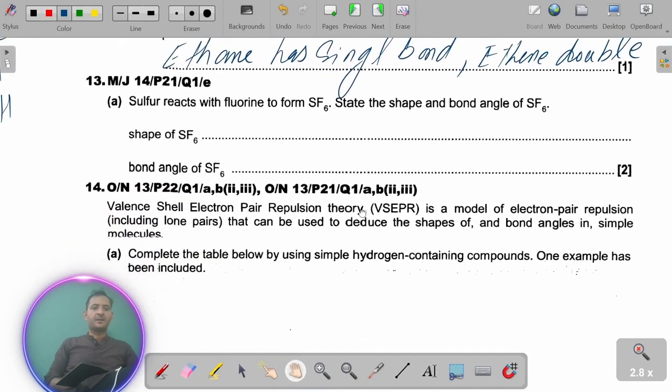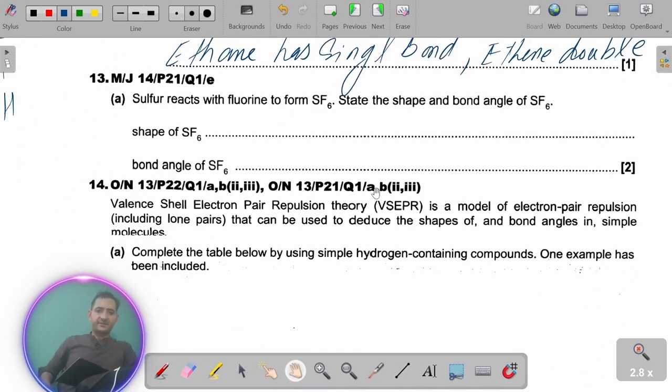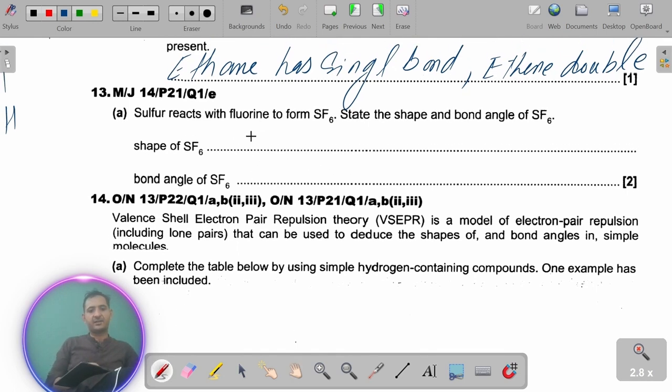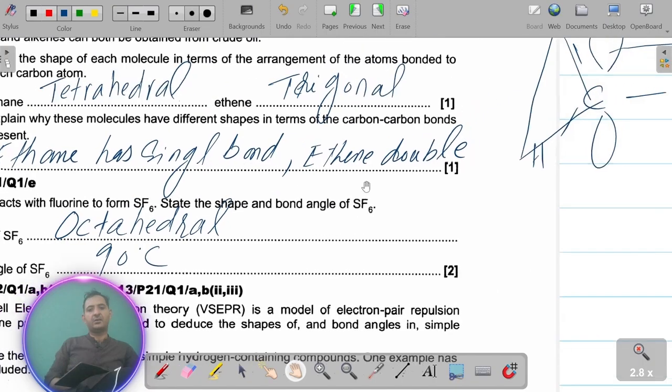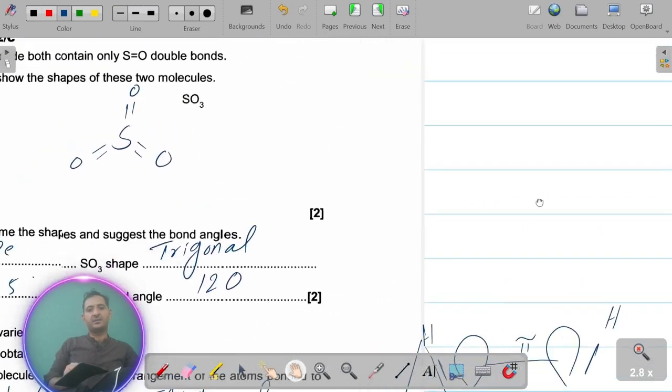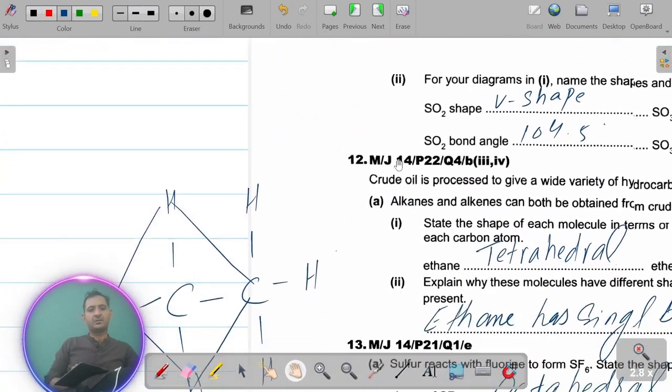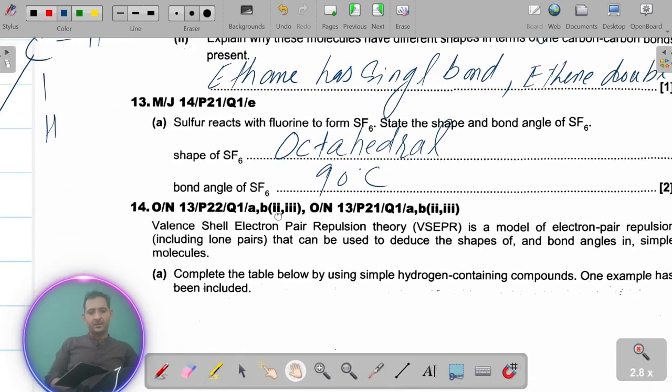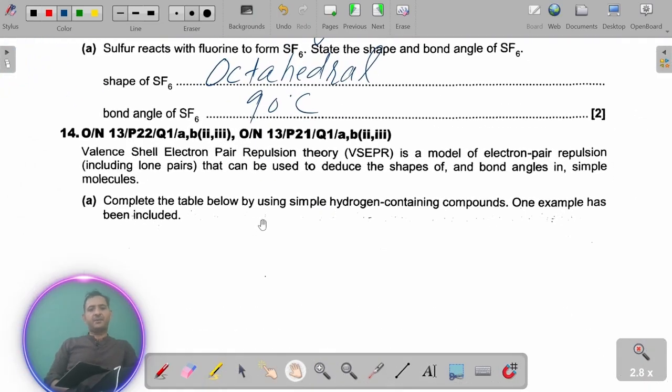Sulfur reacts with fluorine to form SF6. State the shape and bond angle. So the shape of SF6 is octahedral. We already have done this. It is octahedral. And what about the bond angle? It is 90 degrees. So the valence shell electron pair repulsion is a model of electron pair repulsion.